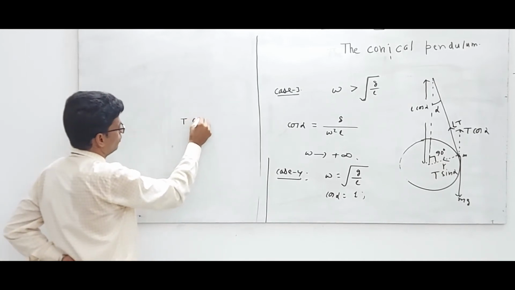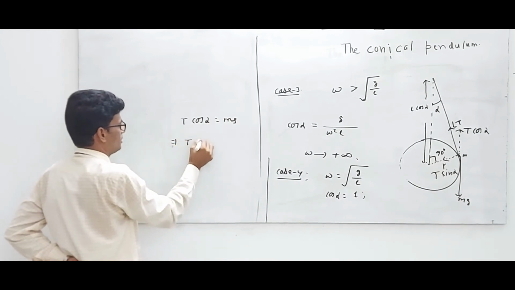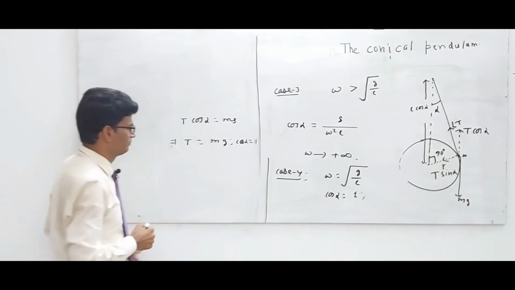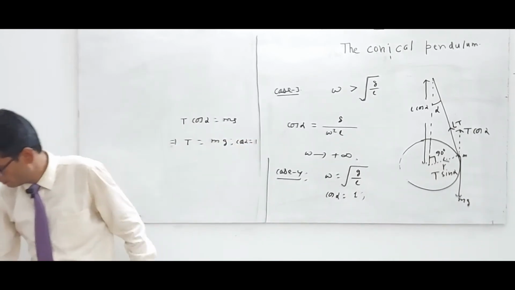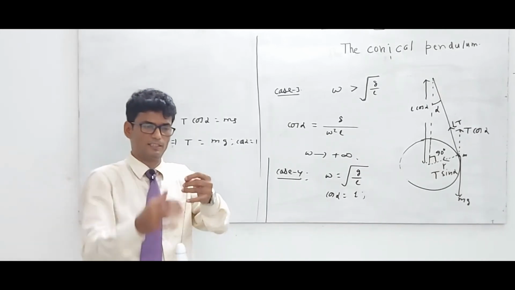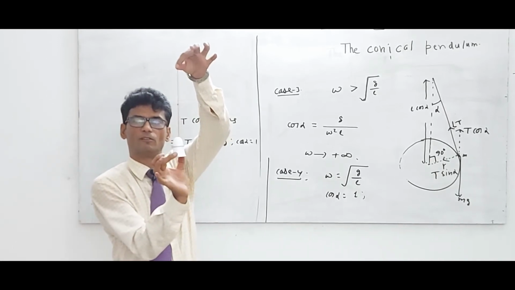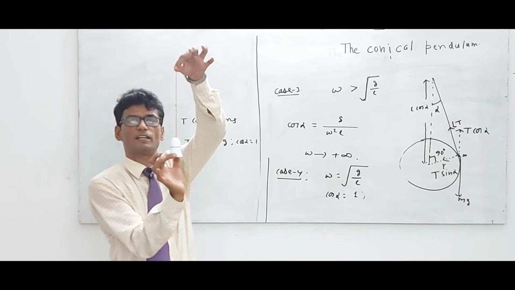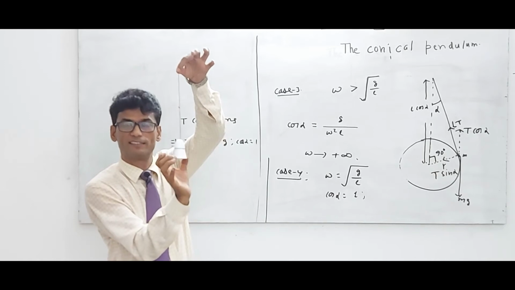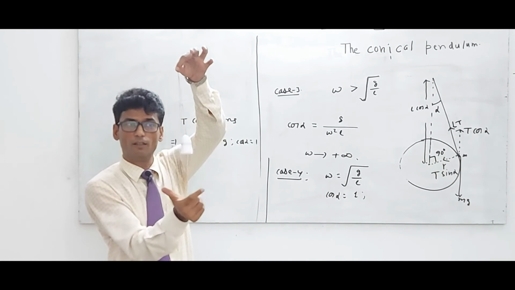T cos alpha is equal to mg. This implies T is equal to mg because cos alpha is equal to 1. What does it mean? It means that it is vertically below. The bob is all the time vertically below. No matter what angular speed you are providing, it is all the time vertically below. Look at here, all the time vertically below.